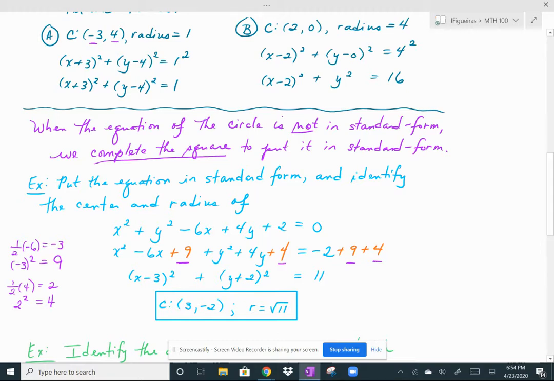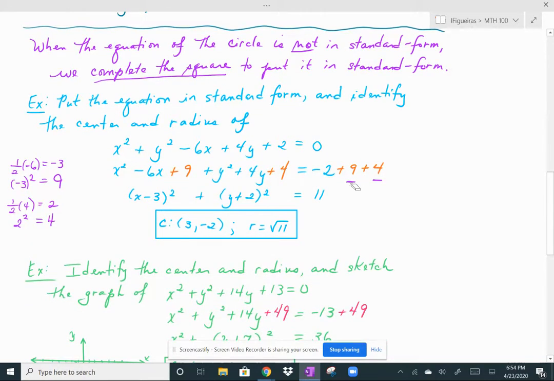All right, so what that does is that it creates two perfect square trinomials on the left side. So when you factor x squared minus 6x plus 9, that's just x minus 3 times x minus 3, which we know is x minus 3 squared.